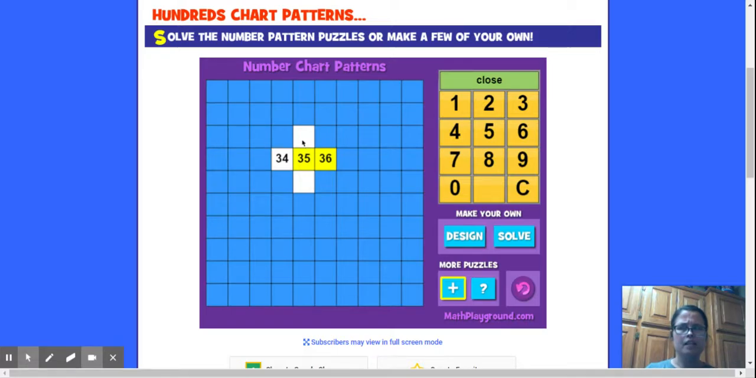What number is above the 35? I'm going to close my eyes and I'm going to visualize. I'm going to try to see that 100s chart in my teacher's classroom. Oh, I remember something about that chart. I remember that all the way down this column, every one of these numbers has the digit 5. So I know that all of these need to have a 5.